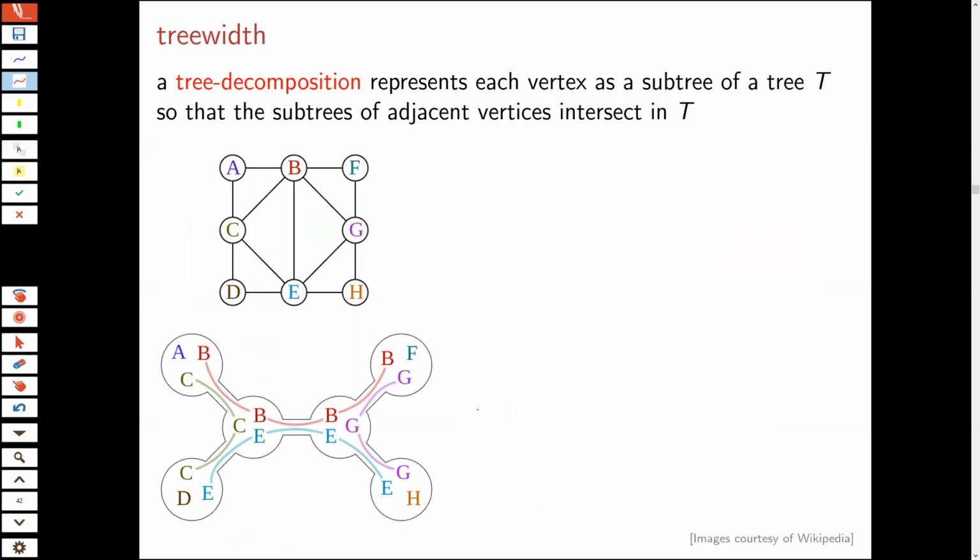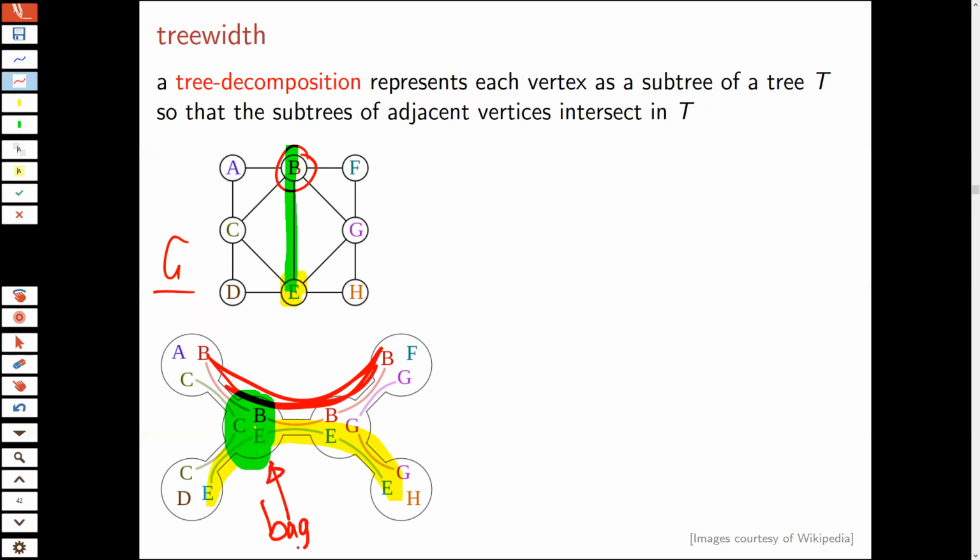Oh yes, the other ingredient I need is tree width, which I mentioned earlier. So a tree decomposition of a graph represents each vertex as a subtree of a tree, so that subtrees of adjacent vertices intersect in G. So here's a graph G, and vertex B here is represented by this subtree marked B, and vertex E is represented by this subtree marked E. And while BE is an edge, those two vertices have to appear at a common node in the tree. We call this set of vertices here a bag.